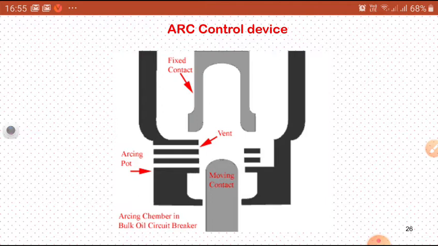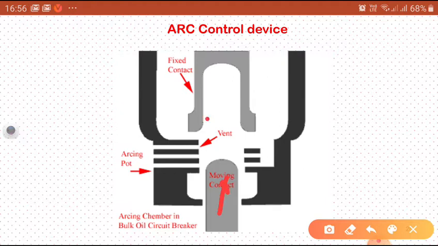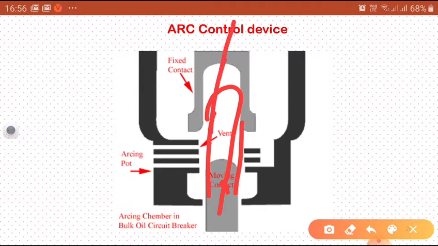At a higher breaking current, a large oil pressure is generated, and the bulk oil circuit breaker gives its best performance at the highest current within its rating if it consists of arc control devices. So these are the arc control device construction and operation. I think you have some idea. Once again, I am going to explain, you can see it. Under normal condition, what is happening? The fixed and moving contact goes inside this one. Then what is happening? Whatever current comes goes in this direction.